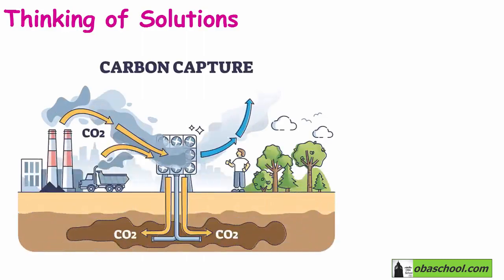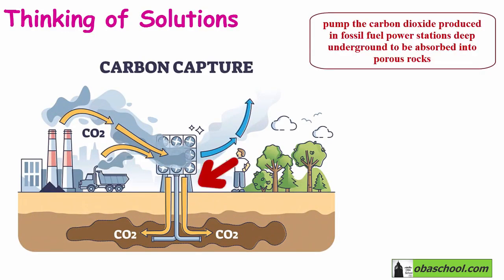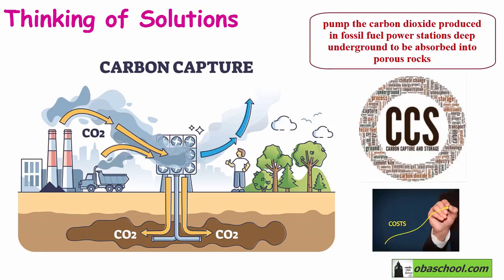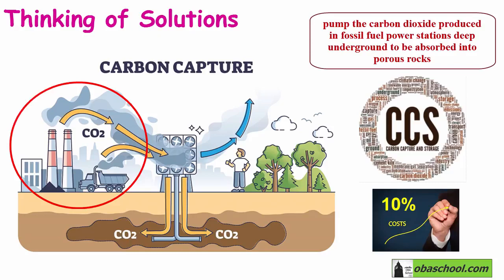So one solution would be to pump the carbon dioxide produced in fossil fuel power stations deep underground to be absorbed into porous rocks. And this could be done in old redundant oil fields. This technique is called carbon capture and storage, and it's estimated that this would increase the cost of producing electricity by about 10%.